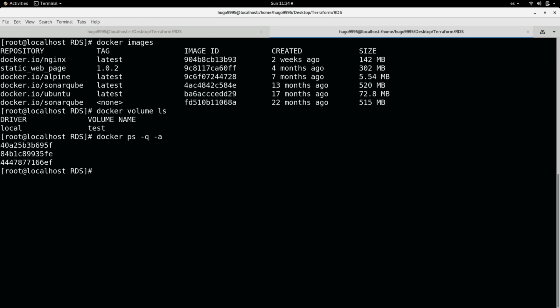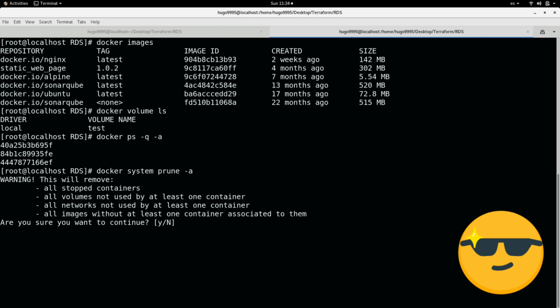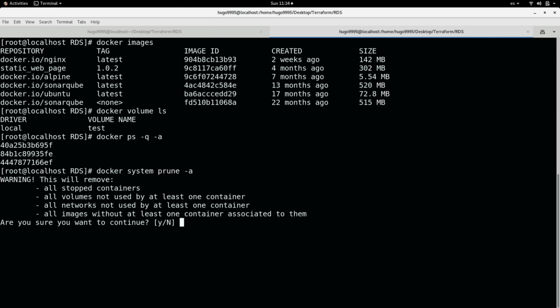So for cleaning this up, I'm going to use docker system prune with the option -a, and as you can see, it will remove stopped containers, volumes, networks, and images without at least one container associated to them. So I'm going to clean up my system and see what is left.